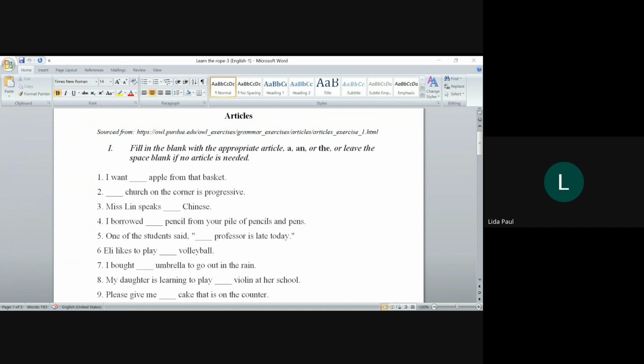I borrowed dash pencil from your pile of pencils and pens. Pile means a group. Something similar to that. Pile of pencils. Like you say, bunch of keys, no? So it's a collective noun. I borrowed a pencil from your pile of pencils and pens. It's already a very straightforward sentence. It already tells you one among the many, right?